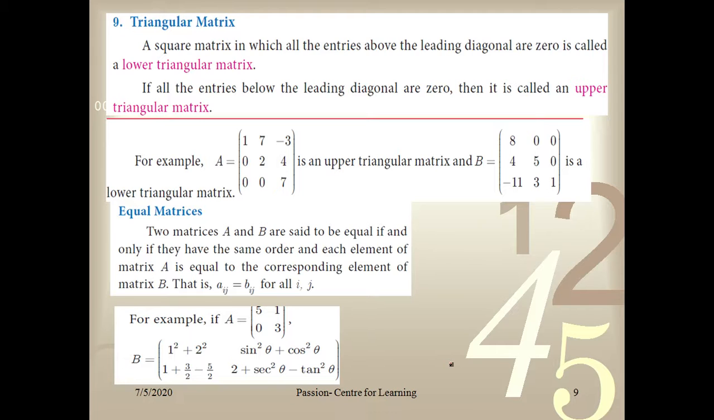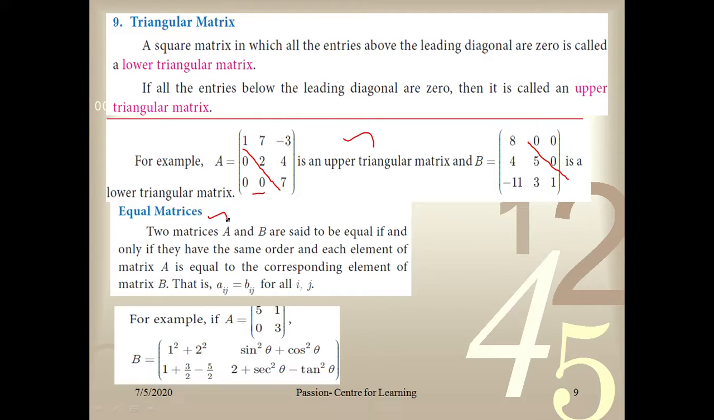Now triangular matrix. A square matrix in which all the entries above the leading diagonal are 0 is called lower triangular matrix. If all the entries below the leading diagonal are 0, it is called upper triangular matrix. Okay, above the diagonal value. This is the diagonal value. Above this part is 0. It is lower. And if the entries below are 0, it is called upper triangular matrix.